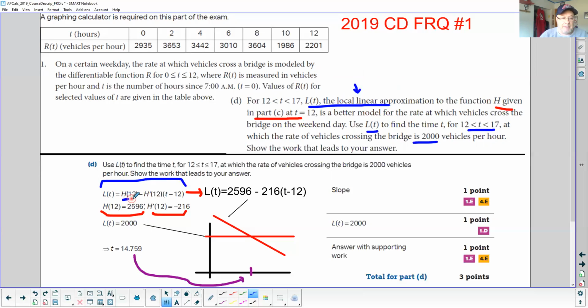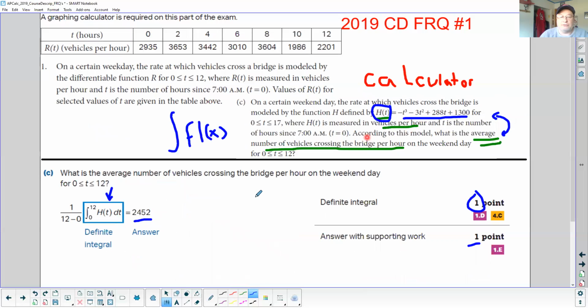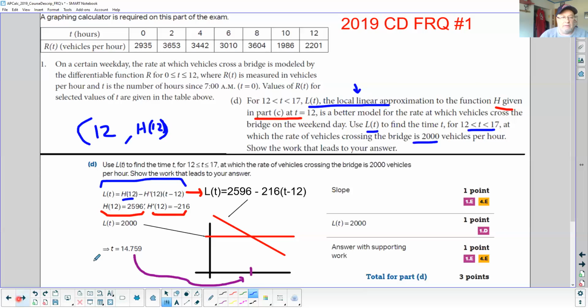So you take your initial amount. Remember, you're trying to take the linear approximation at 12. So your ordered pair is 12, comma, something. And this something is going to be, using H, you'd be finding this as H of 12 here for that point. So how do you find H of 12? Well, you go back to the last part. If you already had this in your calculator, it's really easy. You get trace, you get 12, you get an answer. That's going to be 2596.